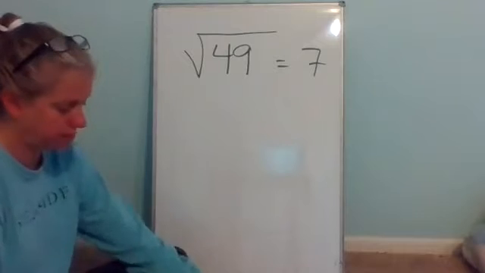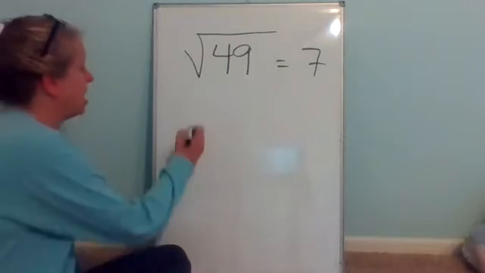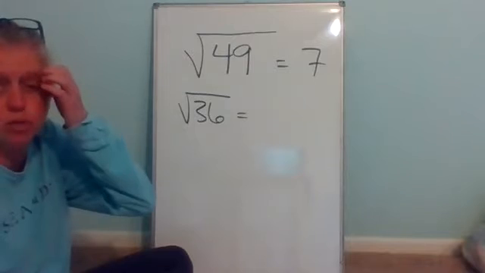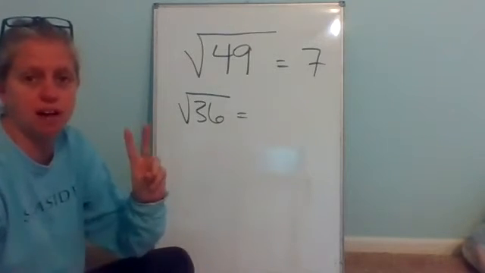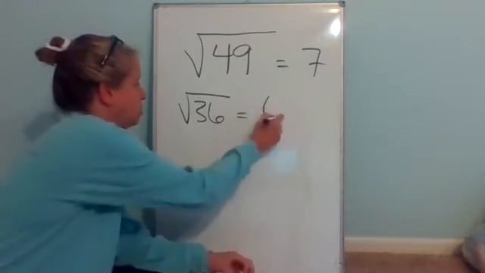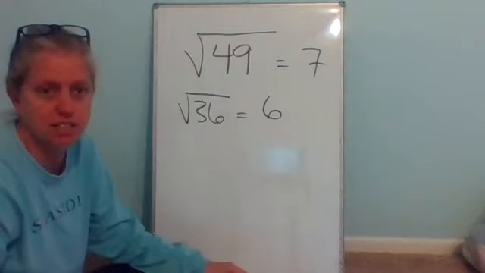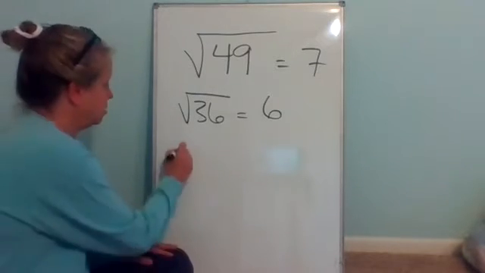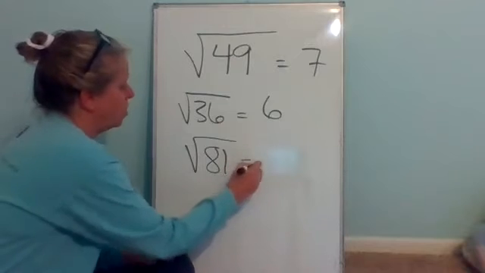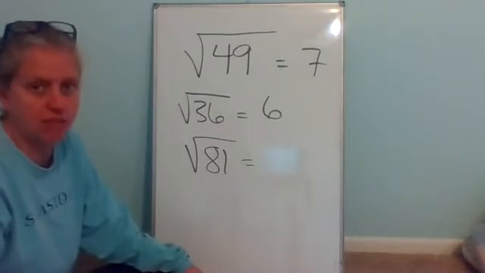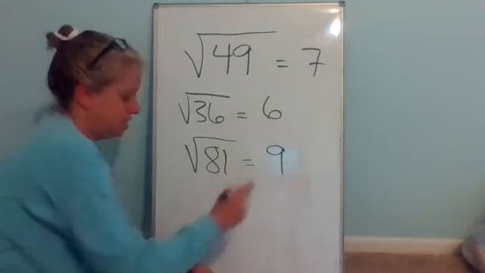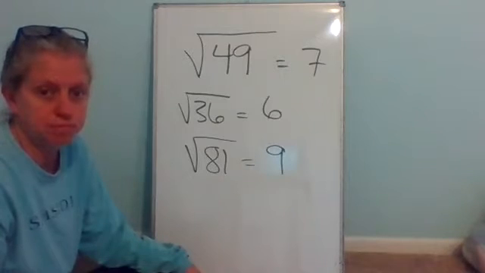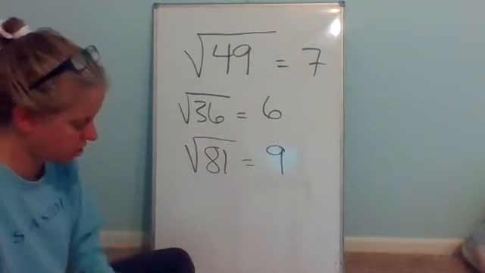So that was number 1. Number 2 says find the square root of 36. In other words, what number times itself 2 times is 36, which would just be 6. Number 3, square root of 81. So what times itself is 81, which would be 9. Okay, so there's the first 3.